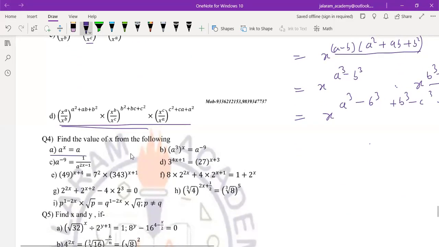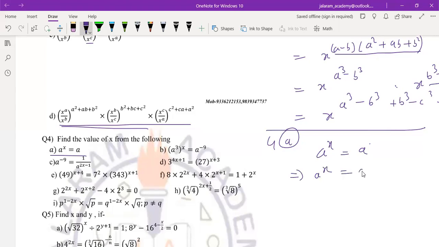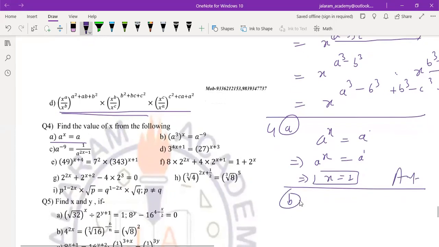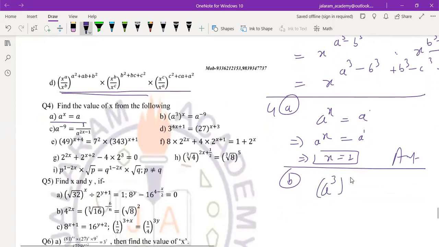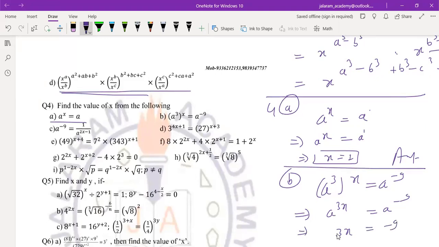So let's now discuss question number 4a. For a^x = a, it means a^x = a^1. Comparing powers both sides, x = 1 is the answer. In 4b, it is given that (a³)^x = a^(−9). That is a^(3x) = a^(−9). So it is 3x = −9.